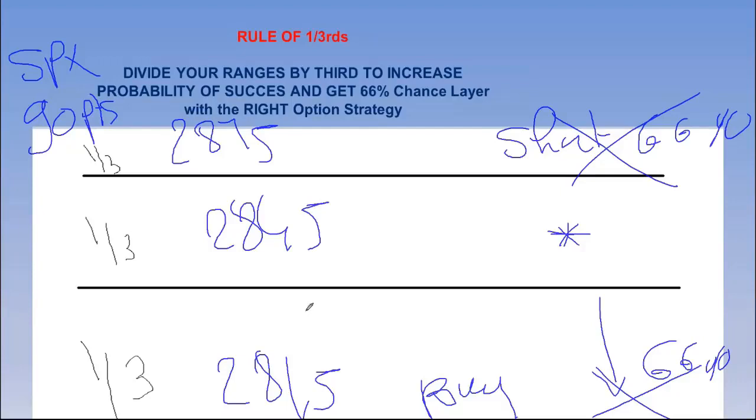Middle of the range is here. What's my probability of success? 50% chance of success. Would you go directional here if you had a 50% chance of success? Or would you do an iron condor, butterfly, some type of a neutral strategy? Does that make sense, everybody?